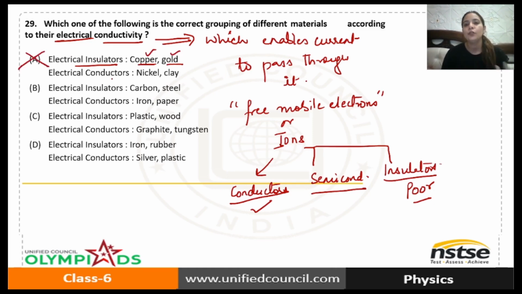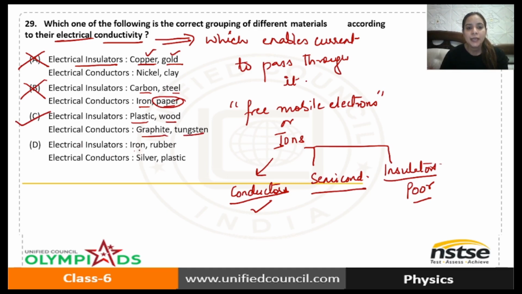So you don't have to look at the conductors, because one of the substances given as insulators is completely wrong. Option B, electrical insulators, carbon, steel, conductors, iron and paper. Do you think paper is a good conductor? No. So again wrong. Electrical insulators, plastic and wood. Yes, plastic and wood do not conduct electricity. Even stones do not conduct. Even glass does not conduct. Conductors, graphite and tungsten. Yes, good conductors.